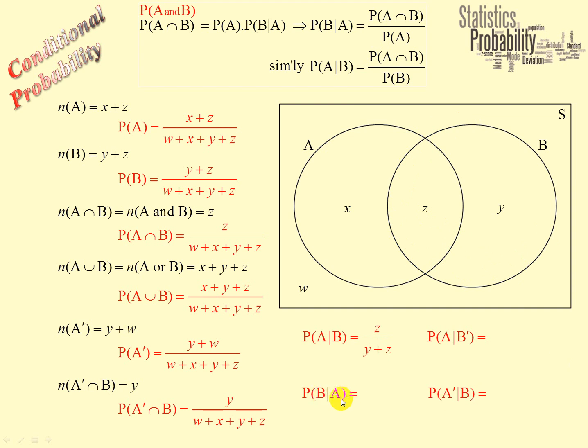Probability of B given A. Well, in other words, it's got to be in B given that it's in A. Well, it's X plus Z in A, so we know we've got X plus Z in the total. Got to be in B, so it's going to be Z. So therefore Z over X plus Z.